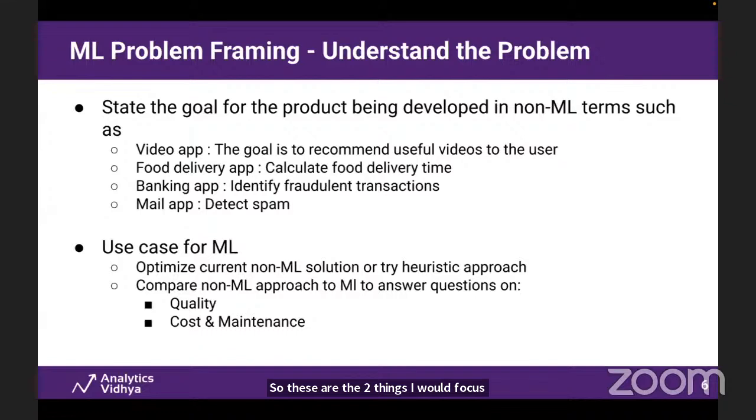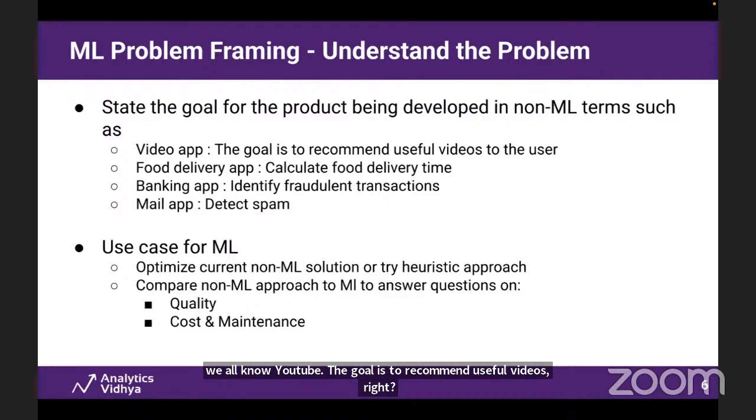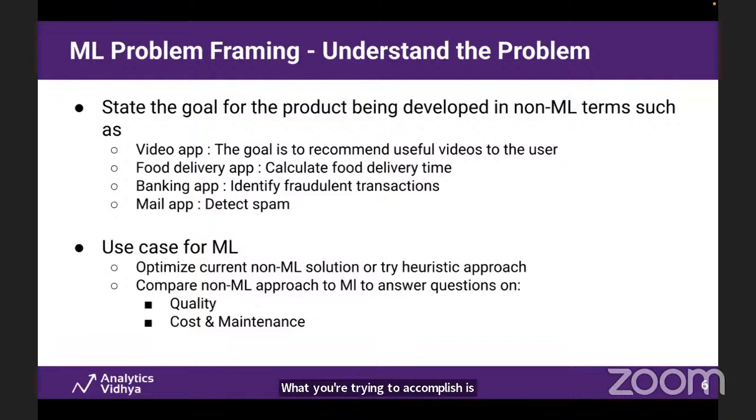And these are some of the examples, right? The goal in very simple terms, for a video app, we all know YouTube, is to recommend useful videos, right? What you're trying to accomplish is defined here in a very non-ML term. It's purely a business term, right? If you think there's no ML solution, what are you trying to accomplish?